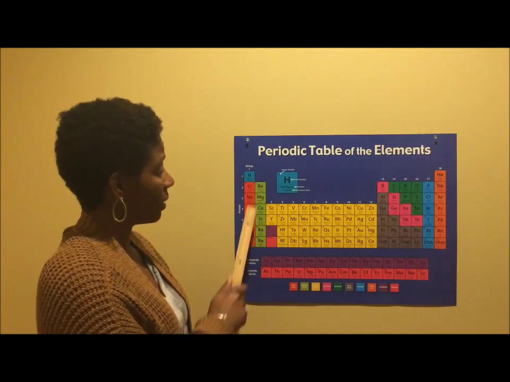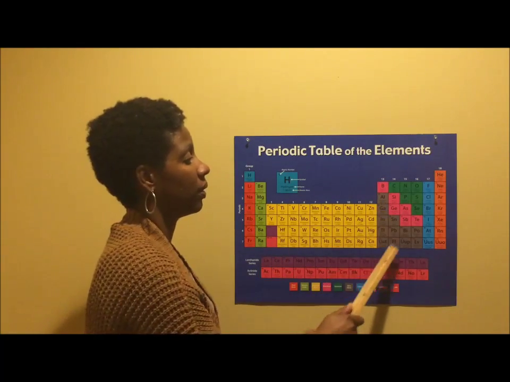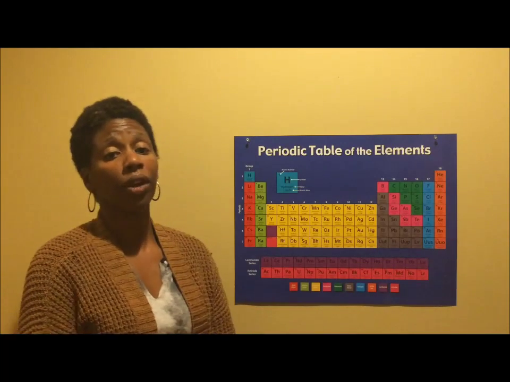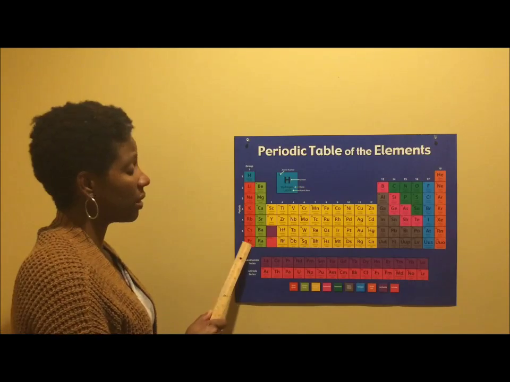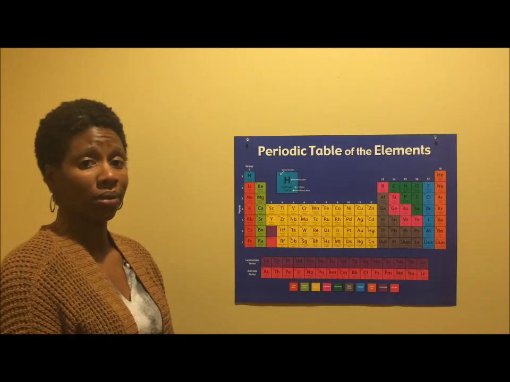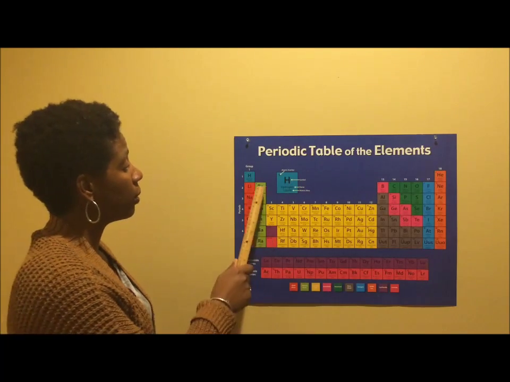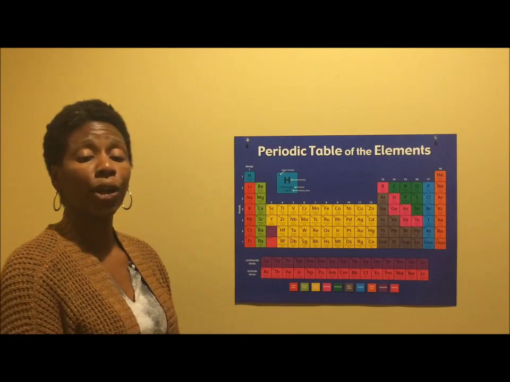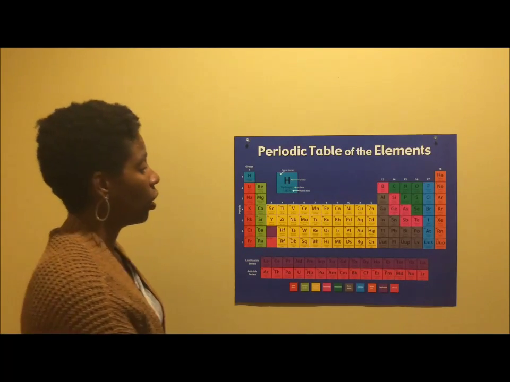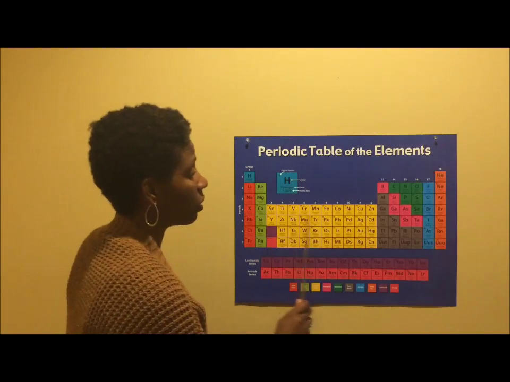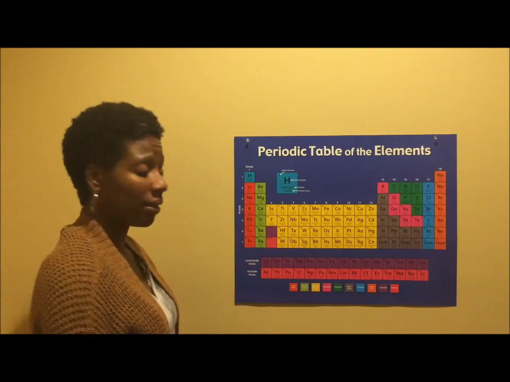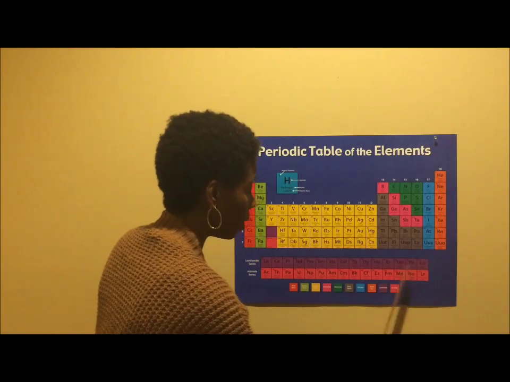All groups are represented by columns. In all, there are 18 groups. Group 1 consists of the alkali metals. Group 2 consists of the alkaline earth metals. Groups 3 through 12 include the transition metals, as well as the intertransition metals, which are located at the bottom of the periodic table.